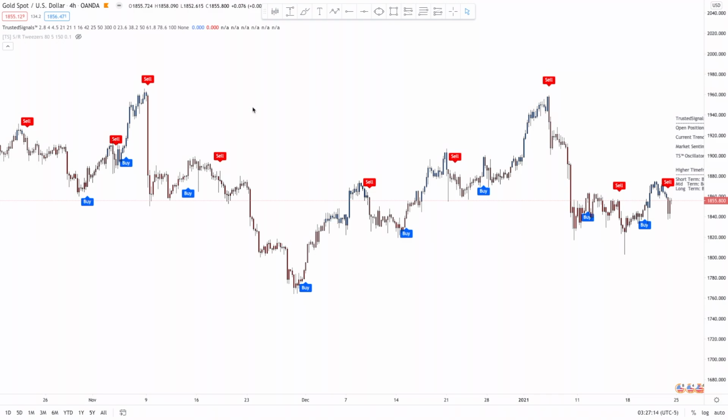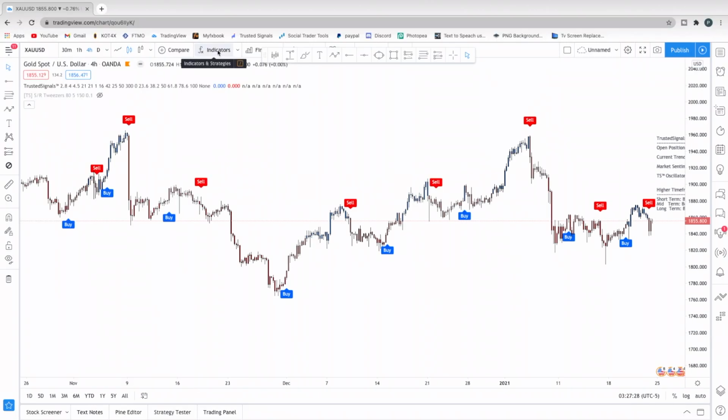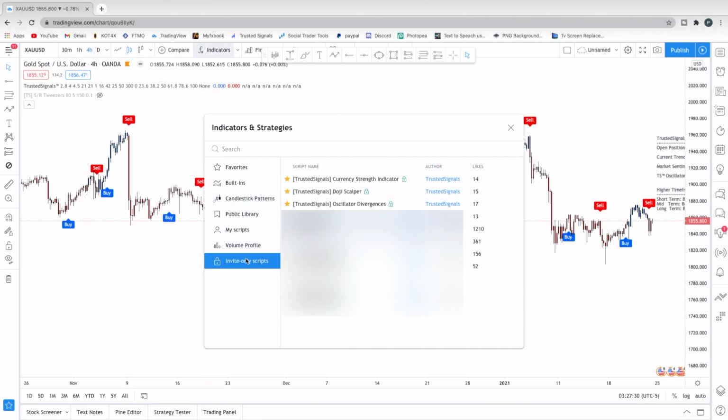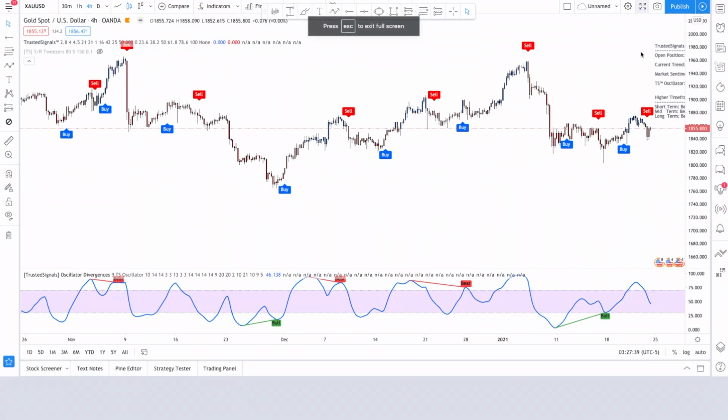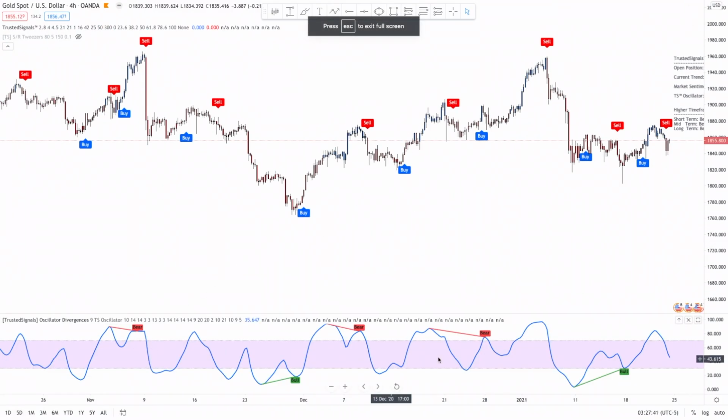In this video we are going to do a guide on how to use the Trusted Signals Divergence Oscillator. Our first step is to go to the top of the screen and click the FX. Then click Invite Only Scripts, and click on Trusted Signals Oscillator Divergences. We can see at the bottom of our chart the Trusted Signals Oscillator.